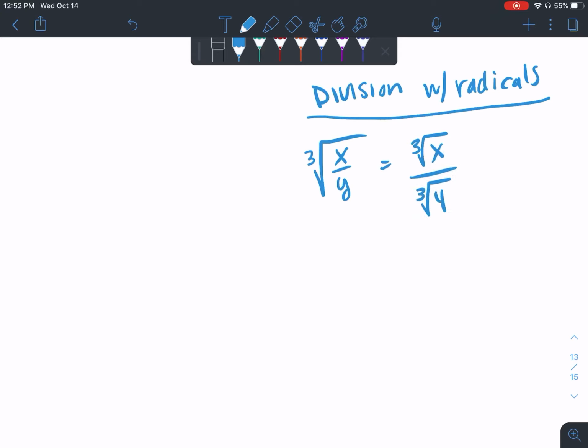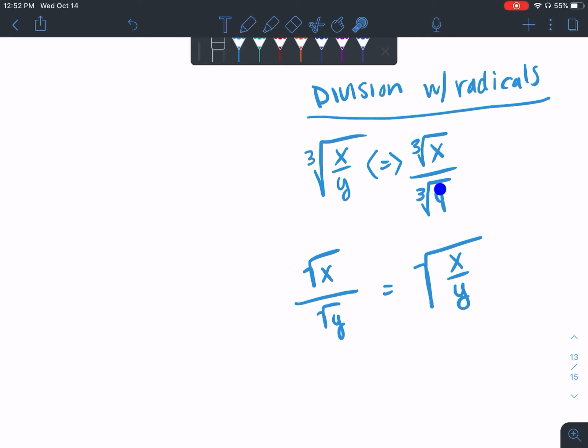Many people forget that equal signs go in both directions. That means, say that I was given the square root of x over the square root of y, I know that I could rewrite that as the square root of x over y. So this becomes useful because sometimes it is easier to just go ahead and simplify the radical in the numerator and the denominator the way it is.